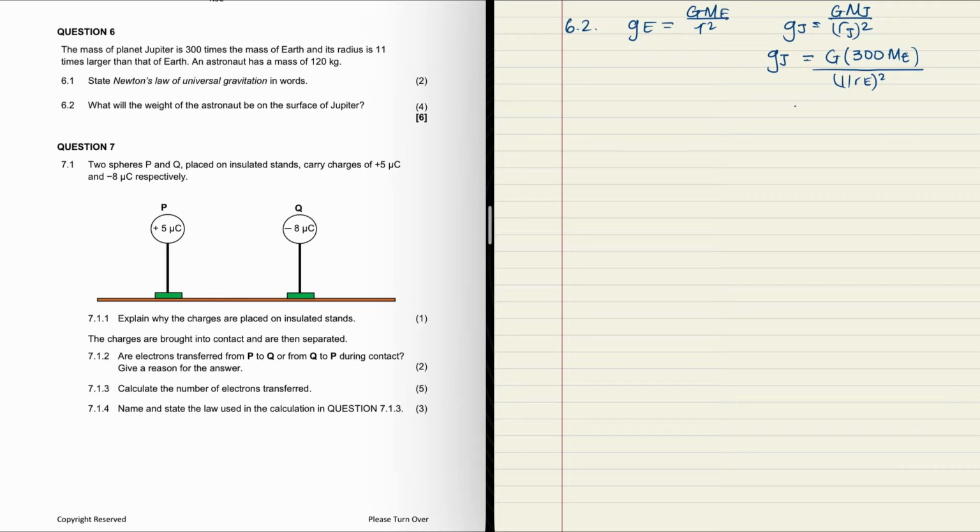Now let's simplify a bit. So this is going to give us 300 G M_E divided by 11 squared, which is 121, so 121 R_E squared. Now let's simplify a little bit.